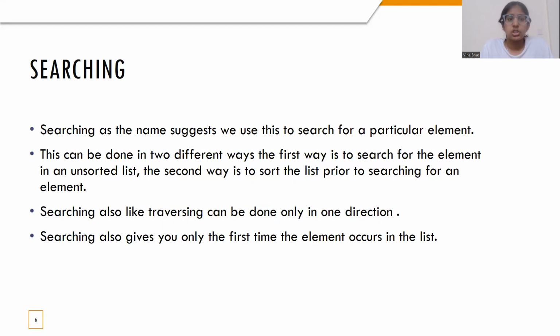Next is searching. Searching, as the name suggests, we use to search for a particular element in the given list. This can be done in two different ways. The first way is to search for the element in an unsorted list, where the given data is not arranged in any particular format. The second way is to sort the list prior to searching for the elements and then search. Searching is also like traversing and can be done only in one direction. Searching also gives you only the first time the element occurs in the list and does not give you the location of the element if it occurs again in the list.